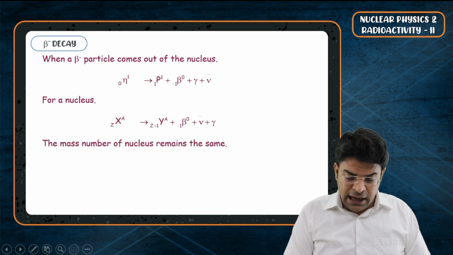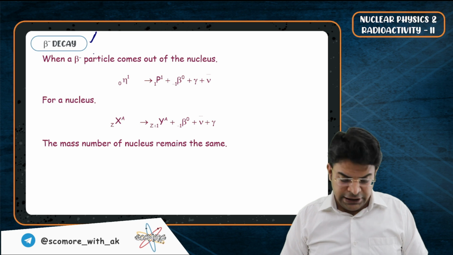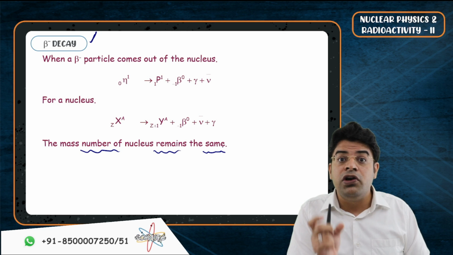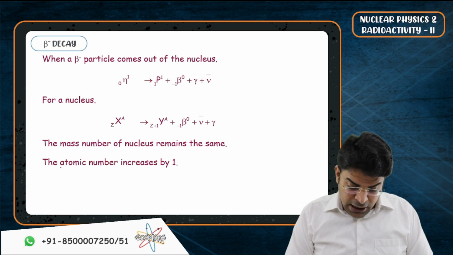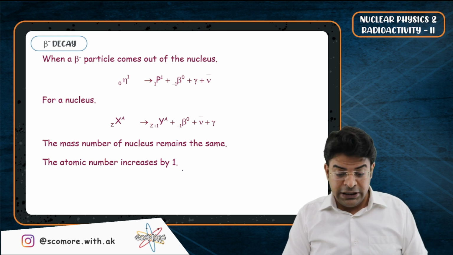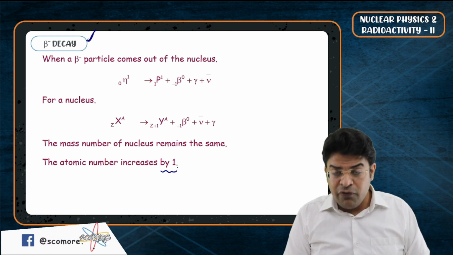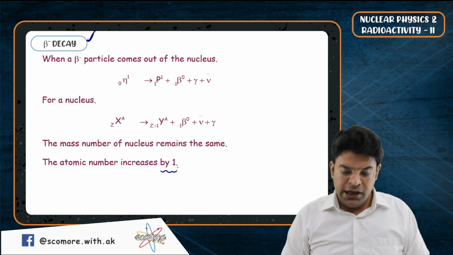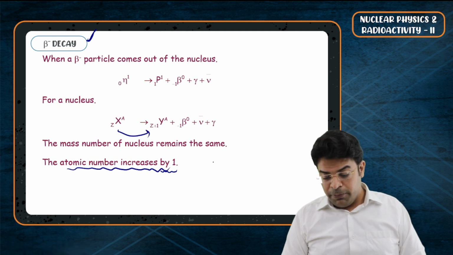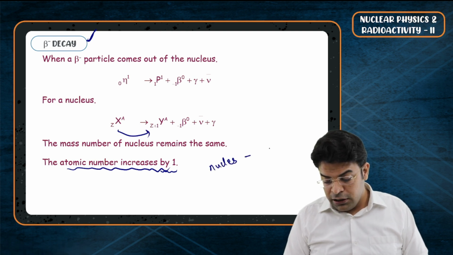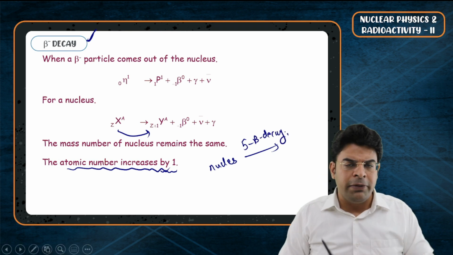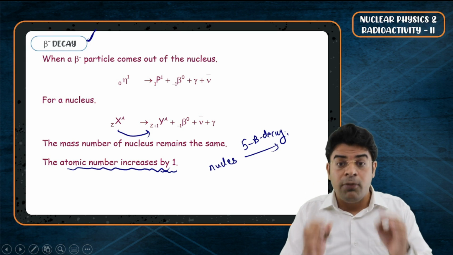Do understand that every time a nucleus undergoes beta minus decay, the mass number of the nucleus remains the same as the number of nucleons remains the same. The atomic number increases by 1. So when the nucleus undergoes beta minus decay, for every single beta minus decay, the atomic number increases by 1. So if a particular nucleus undergoes 5 beta decay, they just say 5 beta decay, and do not tell you beta plus or beta minus. You have to assume that they're talking about beta minus.